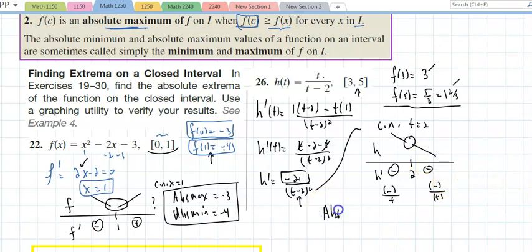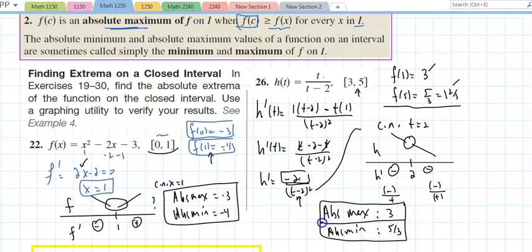The absolute maximum in this case is the highest y value, and the absolute minimum in this case is the lowest. Since 3 is the highest and 5/3 is the lowest, I end up with those two values.